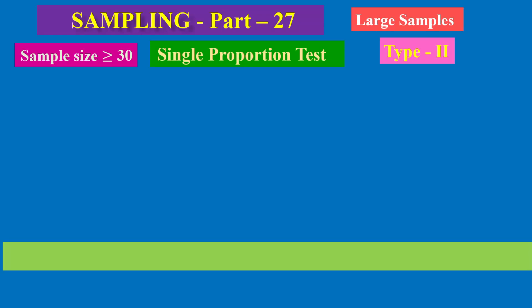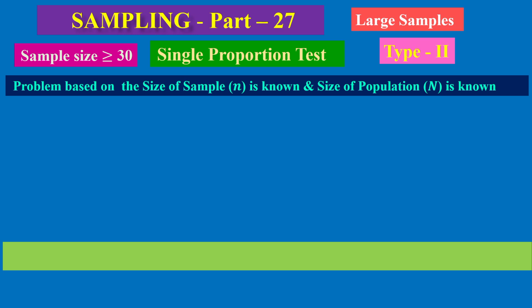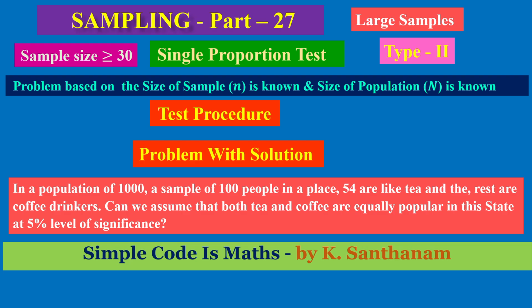Single proportion test. Now we are going to see type 2 problem based on sample size, which is known, and population size capital N also known, small n and capital N. First type, sample size is known and population size unknown. We'll see the test procedure. So notation: capital P is the population proportion, small p is the sample proportion, small n is the sample size, capital N is the population size.